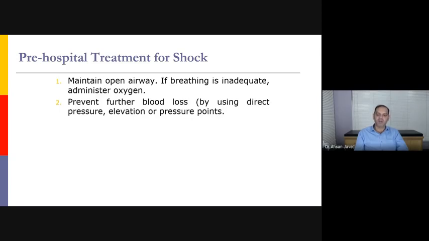Prevent further blood loss by any of the methods that have been told to you before: you can apply direct pressure, you can elevate the injured part, you can apply indirect pressure over the pressure points. And in extreme cases, when all these three maneuvers fail, you can apply the tourniquet to stop further bleeding. And if you're able to stop the further bleeding, you'll be able to at least stabilize the patient for some time.